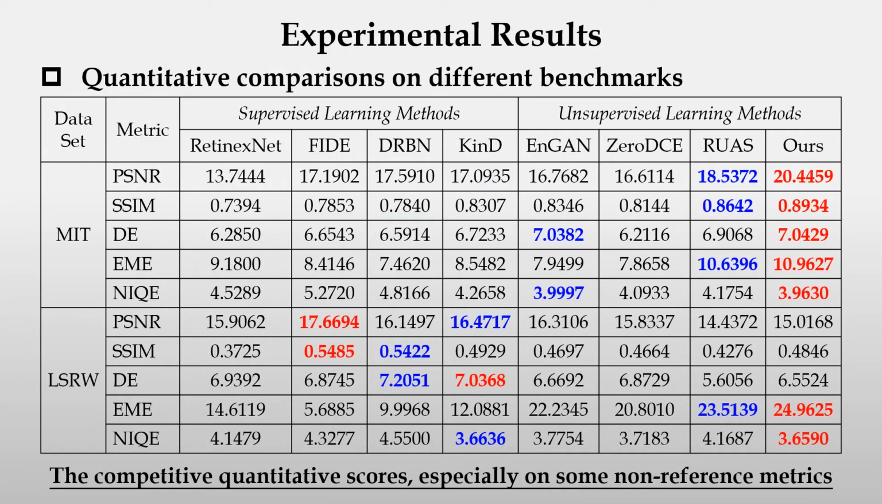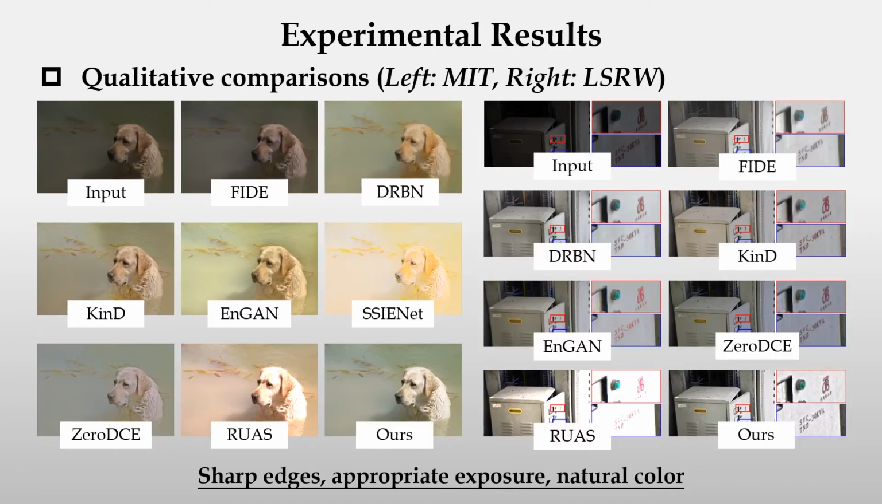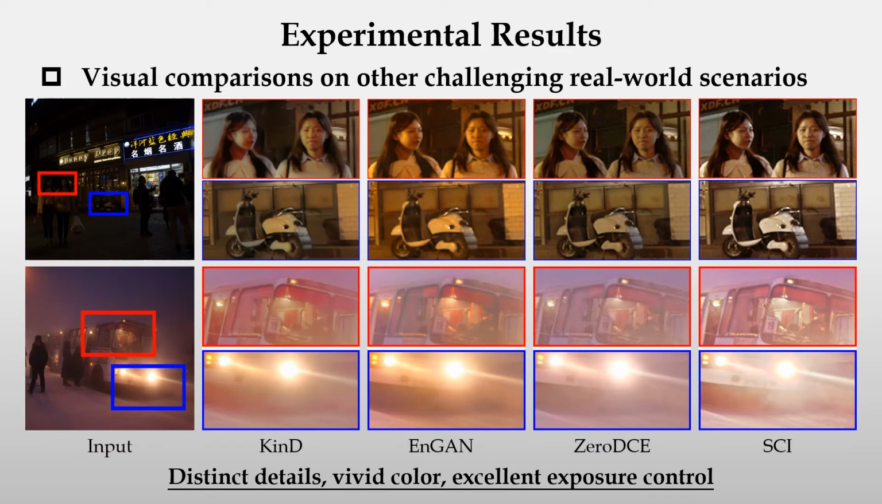And this slide shows quantitative comparisons on different benchmarks. Obviously, our method realizes competitive quantitative scores, especially on some non-reference metrics. Here we show the visualization results of different methods, and it can be seen that our proposed method has obvious advantages in detail preservation, such as sharp edges, appropriate exposure, and natural color. In real-world scenarios, our results are better with distinct details, vivid color, and excellent exposure control.